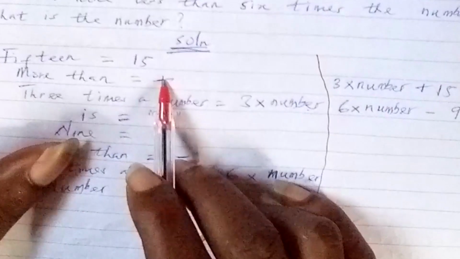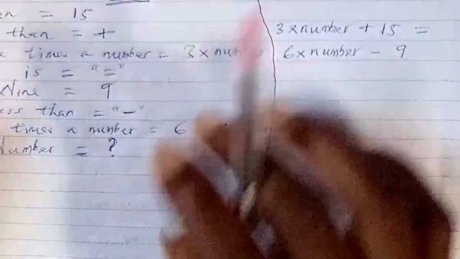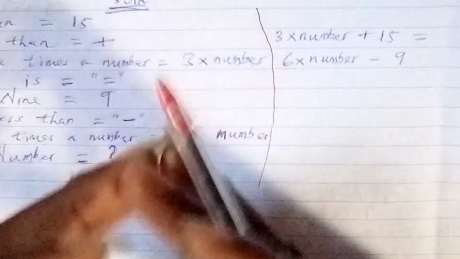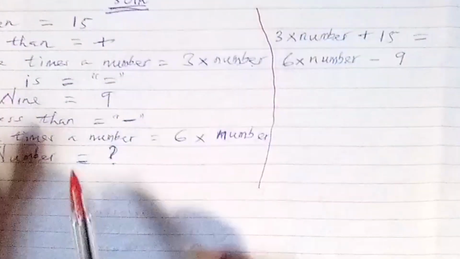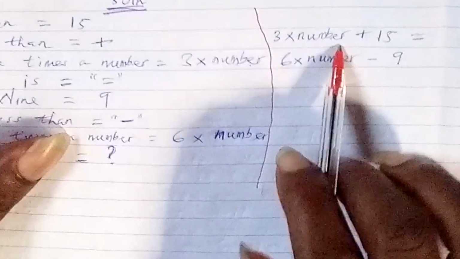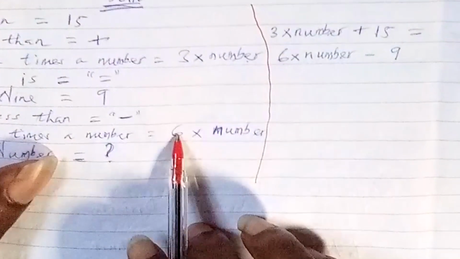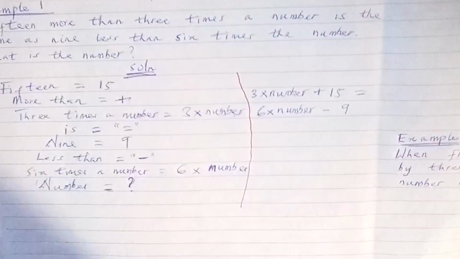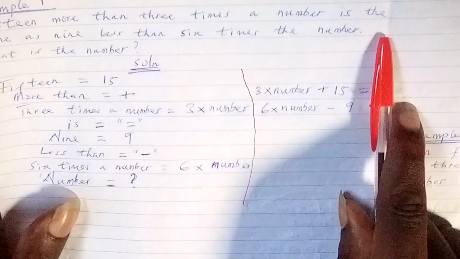So looking at the phrases here, 3 times the number, plus 15, then is equal to. Whatever we write here, it is the things that we wrote at the beginning section that we are just trying to join together. That is all. We are adding nothing new. So 3 times the number plus 15 is equal to 6 times the number minus 9.